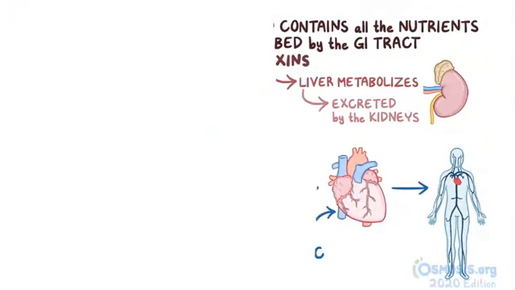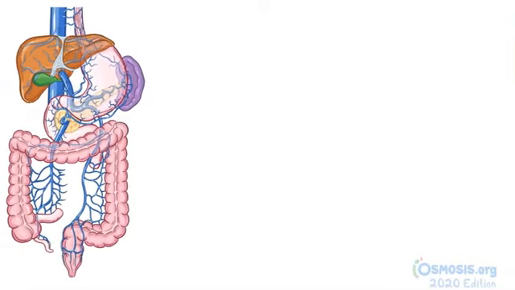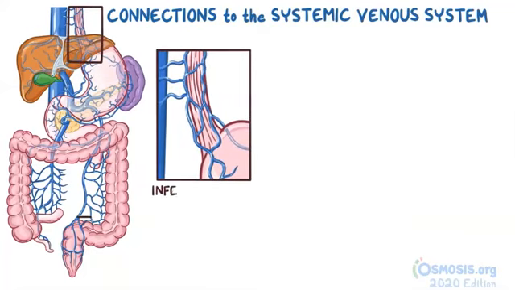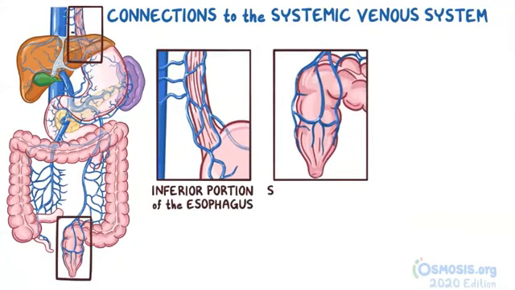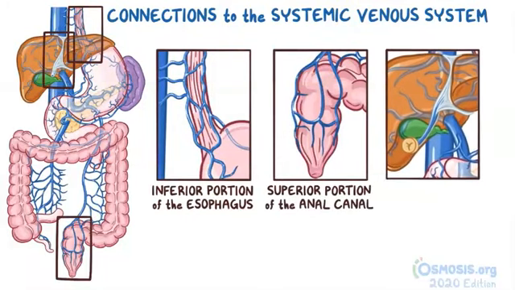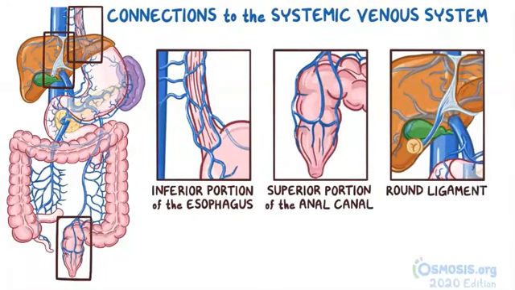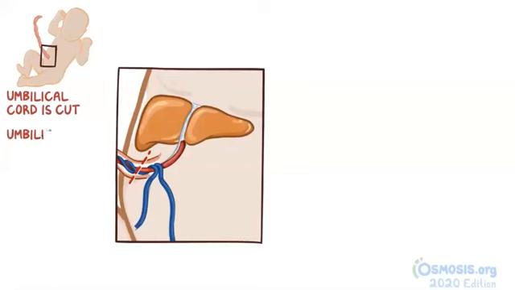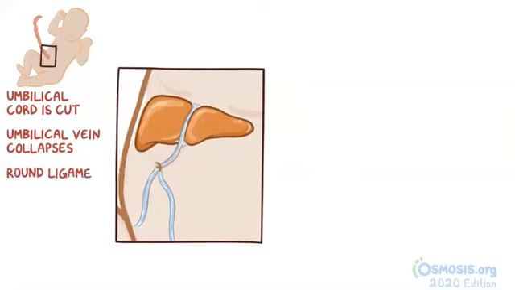Now, there are a few points in the boundaries of the hepatic portal system where it could be connected with the systemic venous system that collects blood from the rest of the body: the inferior portion of the esophagus, the superior portion of the anal canal, and the round ligament of the liver, which used to be the umbilical cord during fetal life. At birth, the umbilical cord is cut and the umbilical vein collapses to form the round ligament.